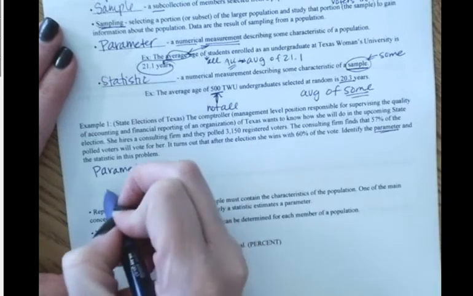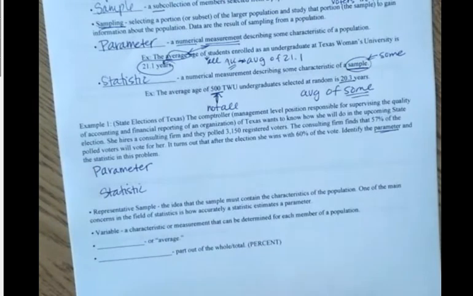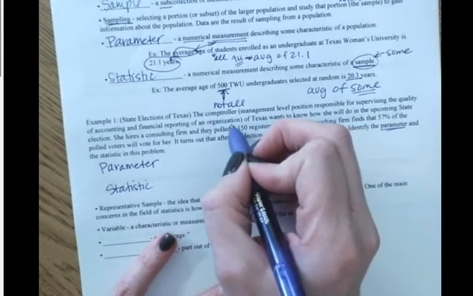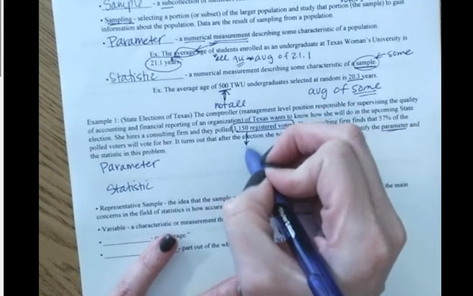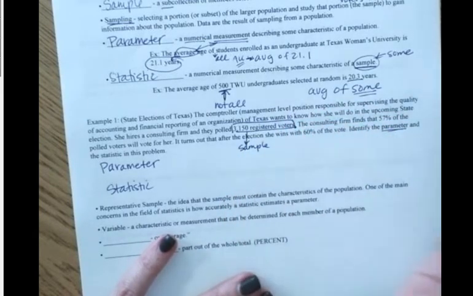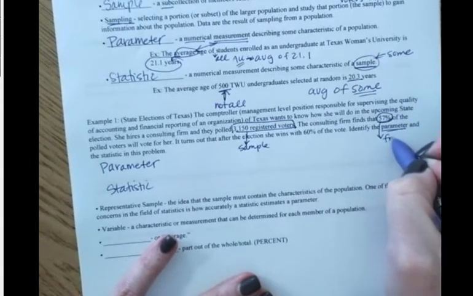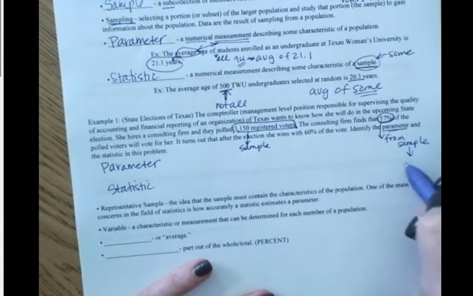It's a measurement that reflects the population. Statistic is the measurement that reflects the sample. Okay, so let's look at this. She hires a consulting firm that polled 3,150 registered voters. Now, is that all the registered voters? No, that's from the sample. That's the total from the sample. The consulting firm found that 57% of the polled, where did that 57% come from? That's from the sample. Because it's from the sample, that makes it a statistic.